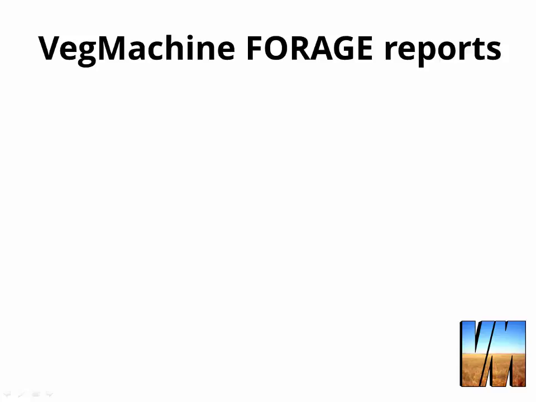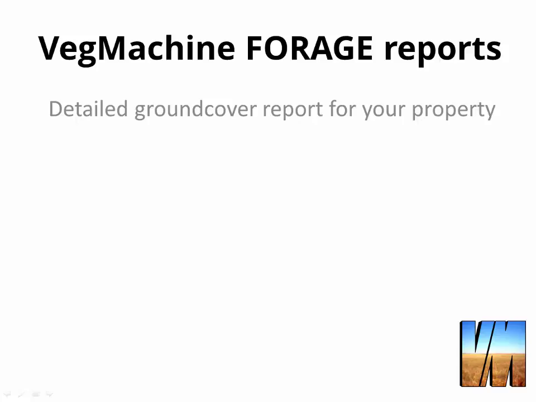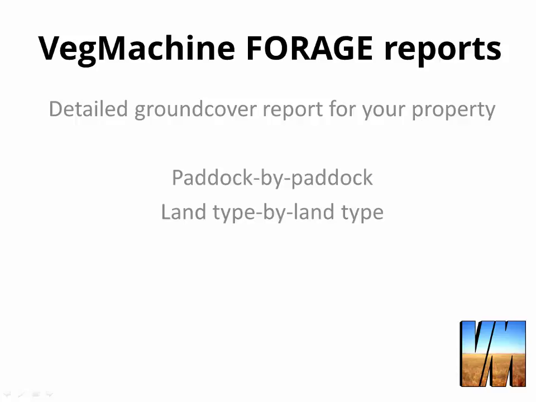This video is about VegMachine forage reports. A VegMachine forage report is a detailed ground cover report for your grazing property. It provides paddock by paddock and land type by land type assessment of ground cover change from 1990 to the present. It's very simple to read and it's easy to create, and this video will show you how to do that.